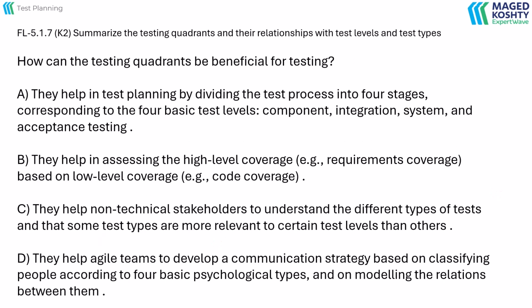Fourth and last question. How can the testing quadrants be beneficial for testing? A. They help in test planning by dividing the test process into 4 stages, corresponding to the 4 basic test levels: component, integration, system, and acceptance testing. Incorrect. Yes, the test levels might be presented in the testing quadrants, but the testing quadrants have nothing to do with dividing the test process into stages.